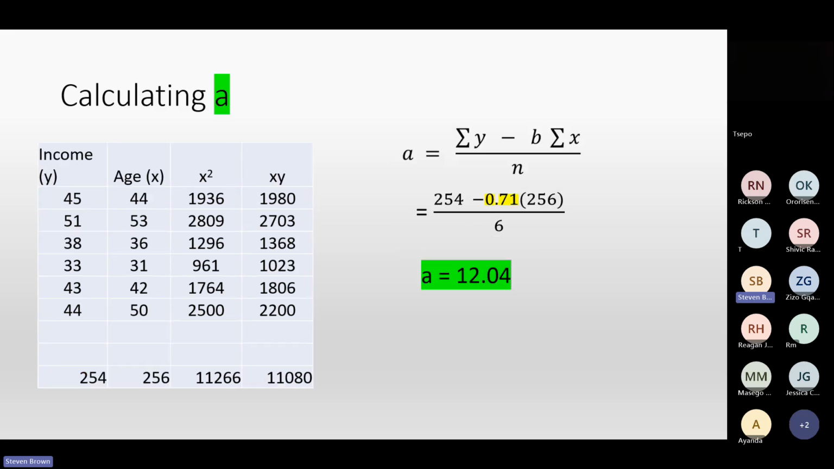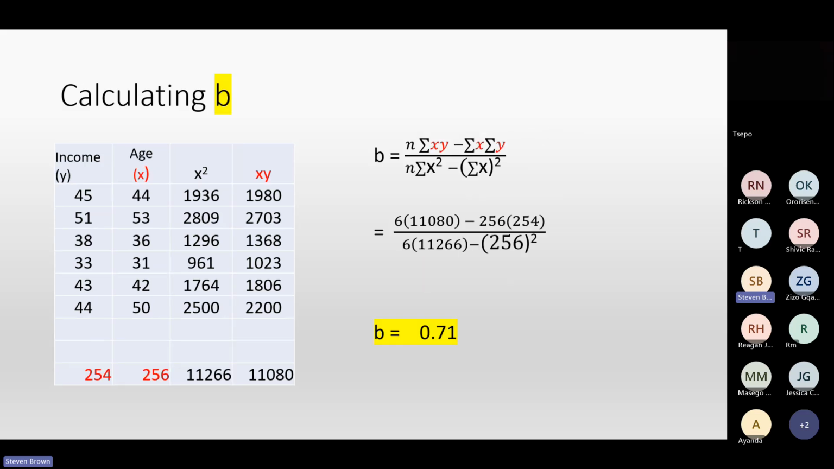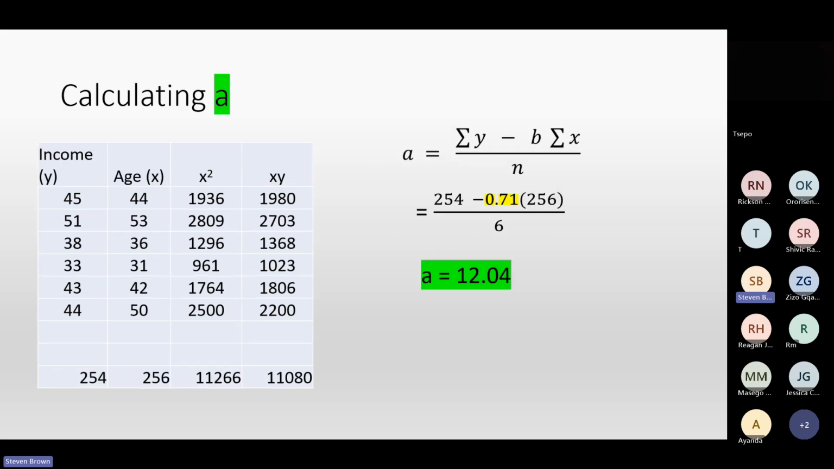Now we've got the b, now we can find the a. So now they're going to give you these formulae, class. There's our b, and we stick in the 0.71 from this calculation. And we then say sigma y, there's 254, stick it in there, minus 0.71 multiplied by sigma x, which is 256. We get our a. So now, students, we've got an A and a B.